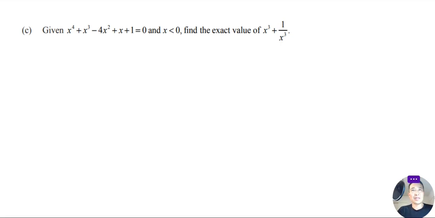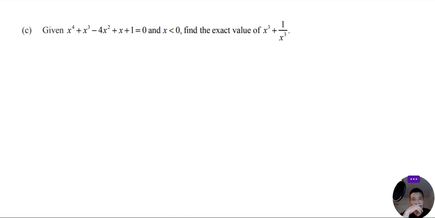Hi everyone, we are doing Scholarship Calculus question 1C 2022. Given x to the power of 4 plus x cubed minus 4x squared plus x plus 1 equals 0 and x is negative, find the exact value of x cubed plus 1 over x cubed.